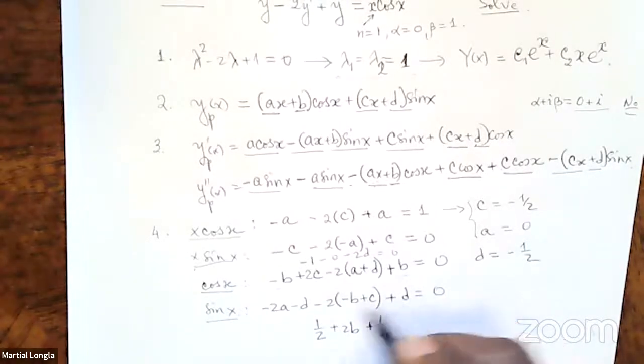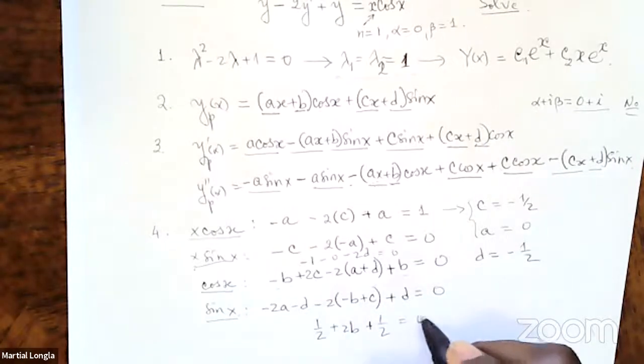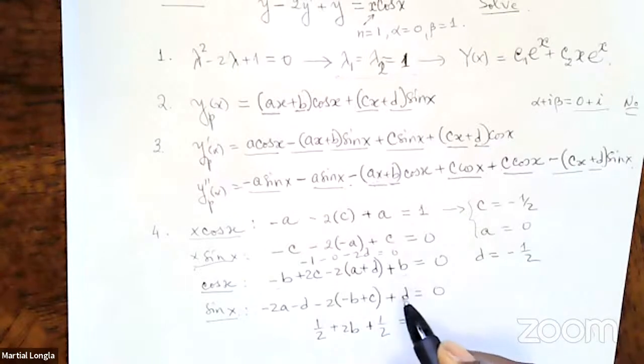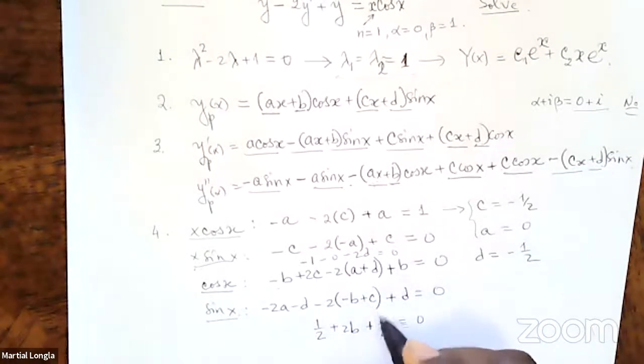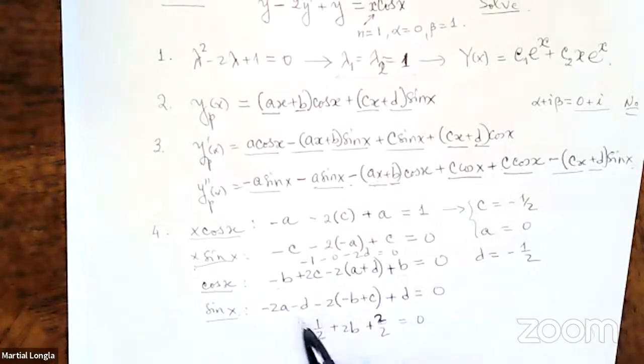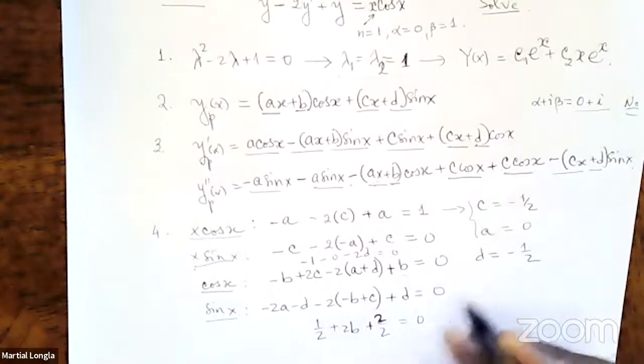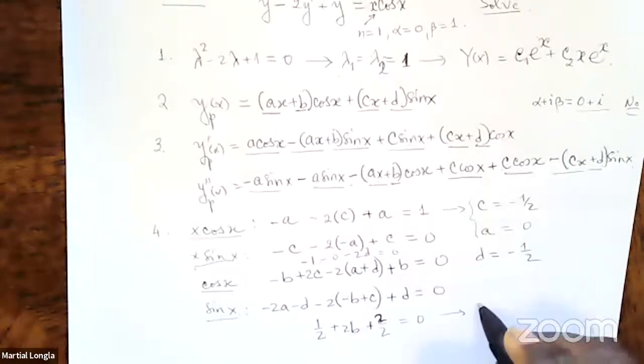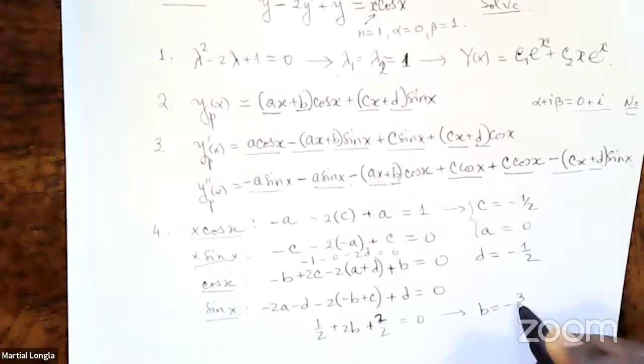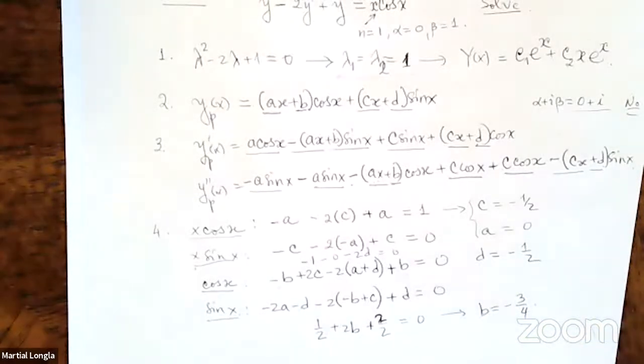Shouldn't it be 1? Where? Minus 2c, because c is negative 1/2. So minus 2c should be 1. Yeah. That's right. So that's 3. B equals minus 3/4.